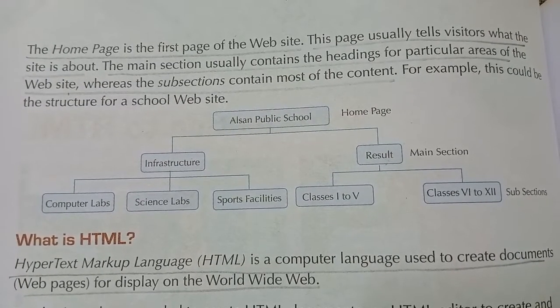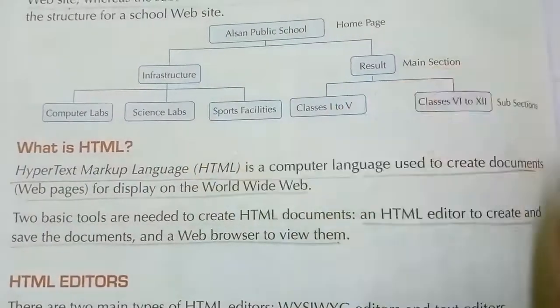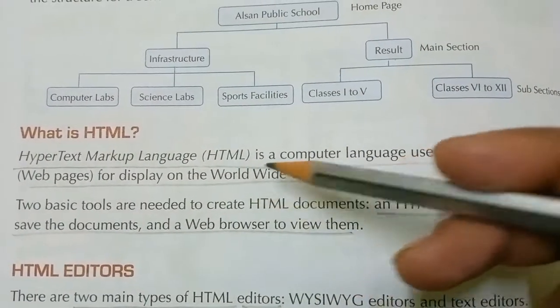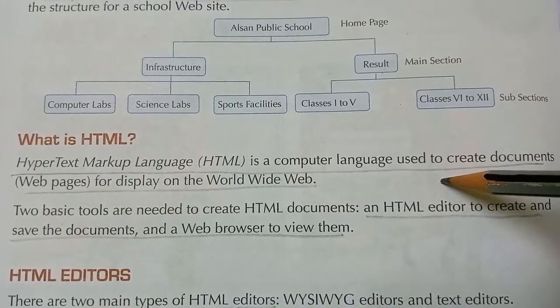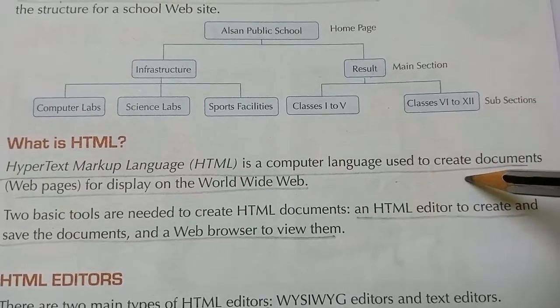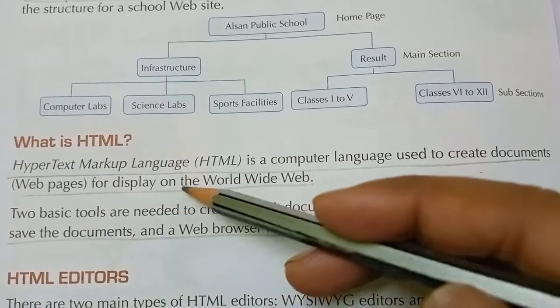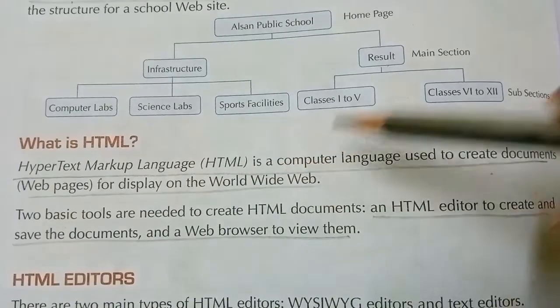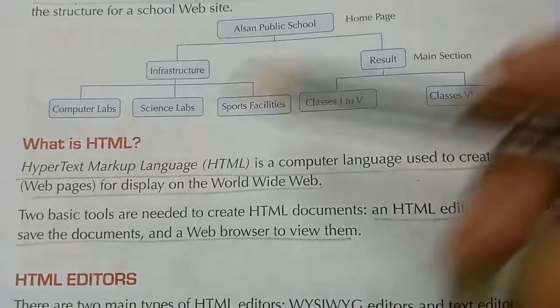Understood? Now next is, what is HTML? So we'll go to the technical terms now. What is HTML? HTML is a computer language. Always remember, it is used to create documents and web pages for display on the World Wide Web. Understood now? What is HTML? HTML is a computer language which is used to create web pages.